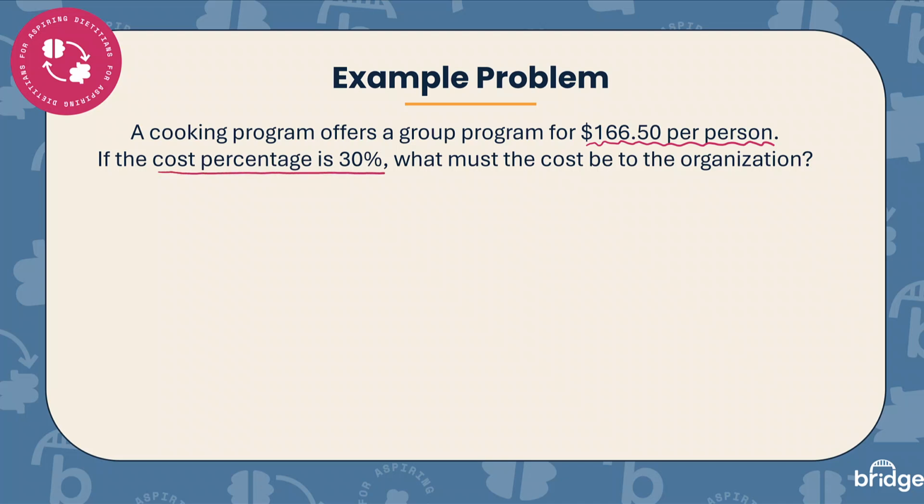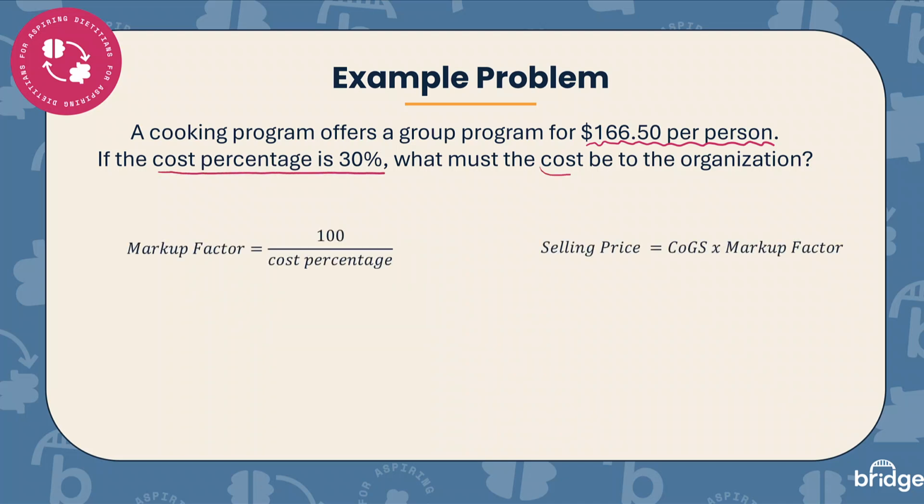The problem is asking us to solve for the cost to the organization, or the COGS, the cost of goods sold. Now, a cost percentage is always defined relative to the selling price. It tells us what fraction of the final price is used to cover a given cost. In this problem, the phrase cost percentage is intentionally broad. It doesn't specify food or labor or any individual category.